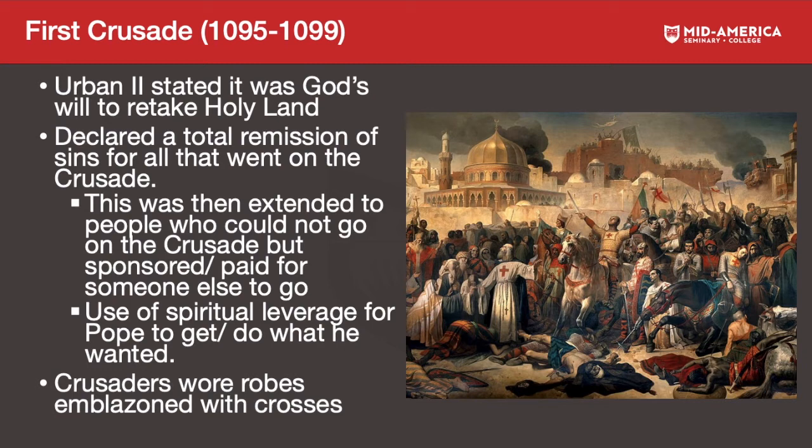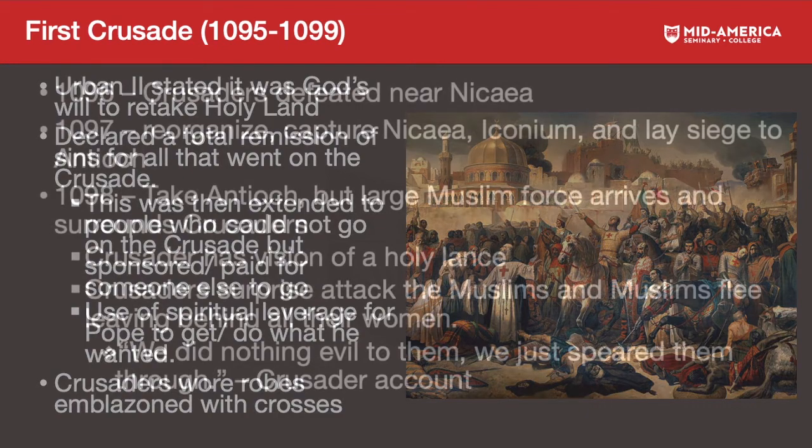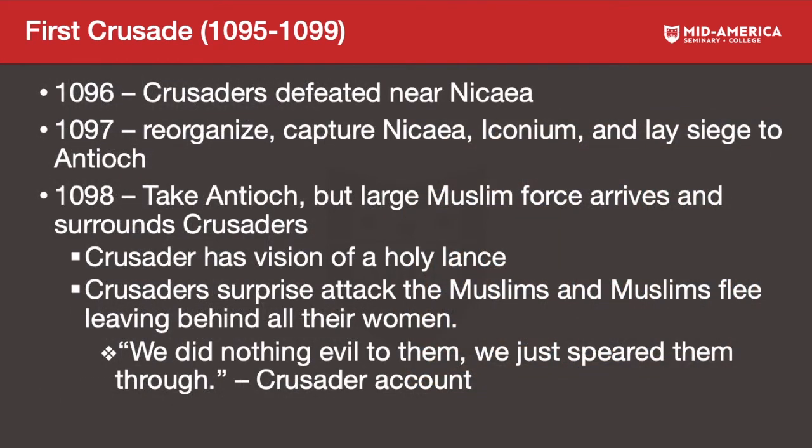The Crusaders wore robes emblazoned with crosses. And so you see there's some artwork there. You can see the Crusaders, they have crosses on their robes. In 1096, the Crusaders are defeated near Nicaea. So right at the very beginning, they're defeated near Nicaea. But then in 1097, they reorganize. They capture Nicaea, they capture Iconium, and they lay siege to Antioch. And then in 1098, they take Antioch.